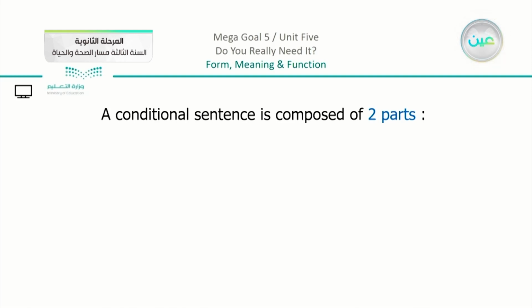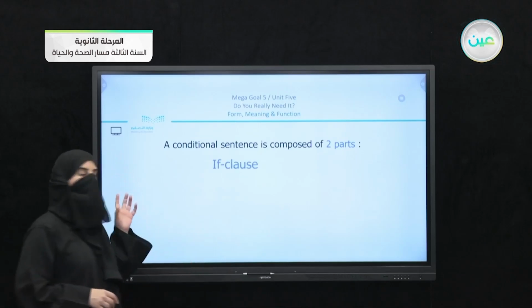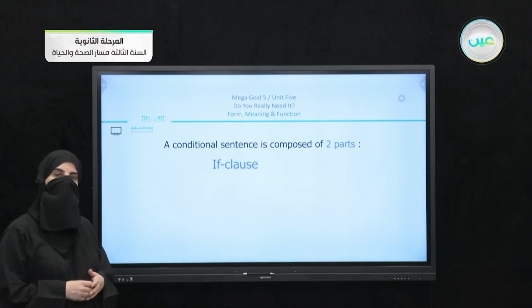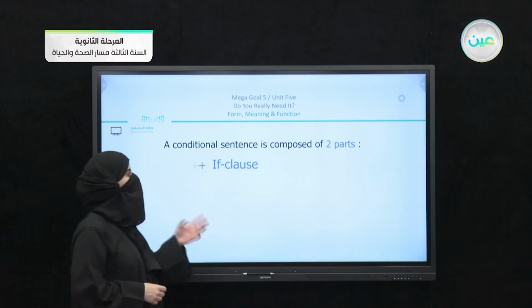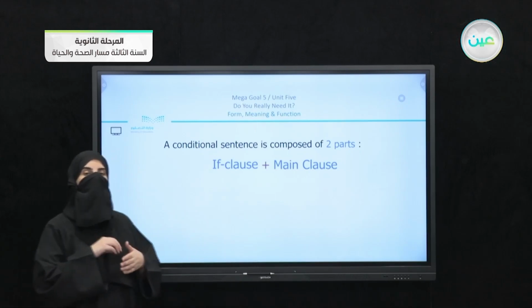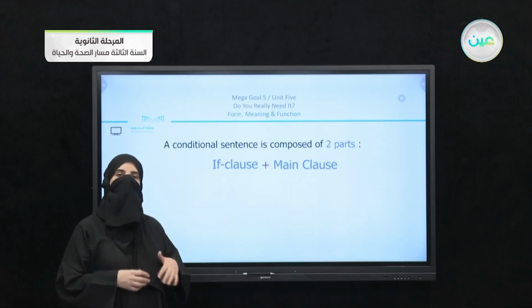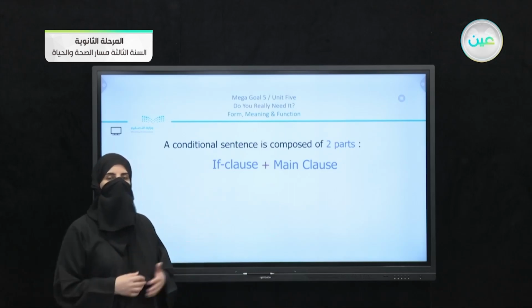So it is very close to what we are going to do now in our lesson. A conditional sentence is composed of two parts, so this is not new. Now, we do know that we have here now the if clause, because I just mentioned the if, and we have here, of course, the main clause. So instead of using the conjunction, or we have here the adverb clause, we are going to talk about the if clause with the main clause.